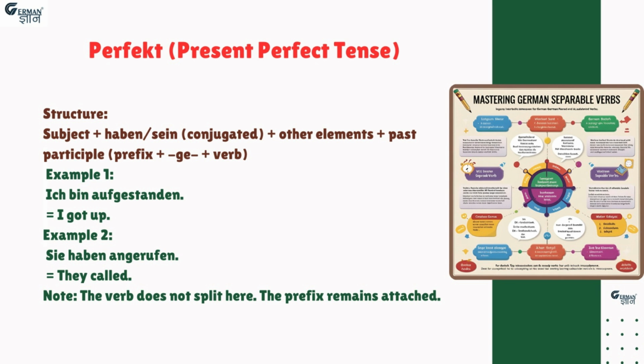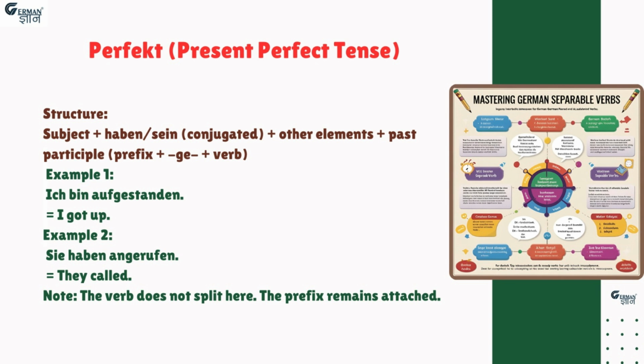Third is the perfect tense. Now remember, in this sentence structure, we do not separate the Trennbare Verb. So your sentence structure is, first you write the subject, then the haben or sein verb at the second place, which gets conjugated according to the subject, then you write the other elements, and then at the end of the sentence you have to write the past participle of the Trennbare Verb.